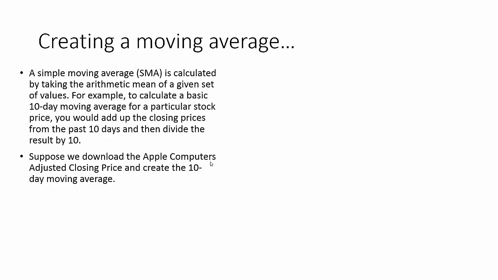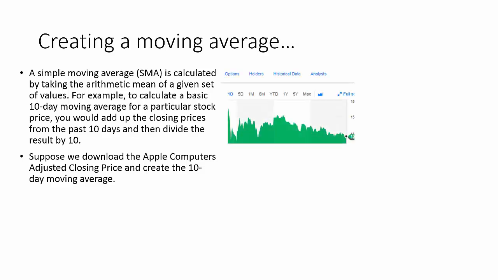Now suppose we download Apple computers and we collect the adjusted closing price and create that 10-day moving average. How would we do that? Well, first we need to collect the stock information. You do that by going to Yahoo Finance, searching for Apple stock, and then selecting the button above the graph which says historical data.